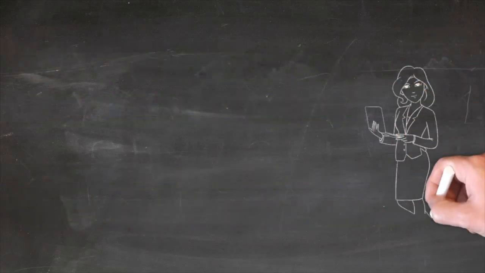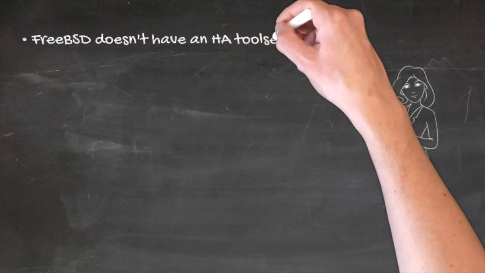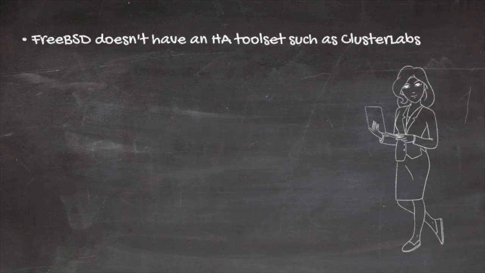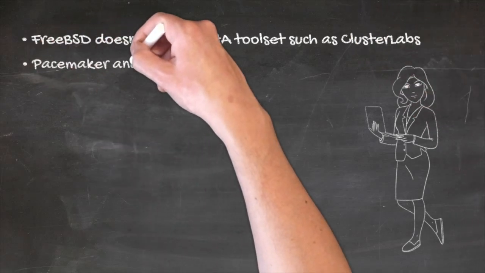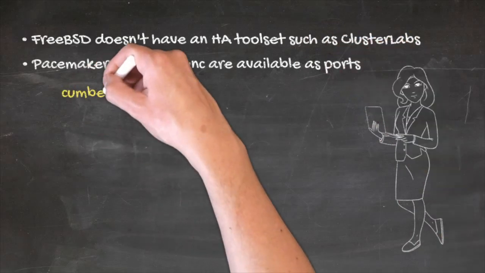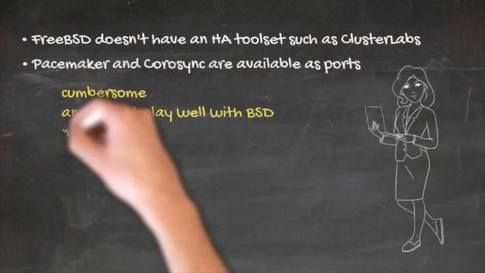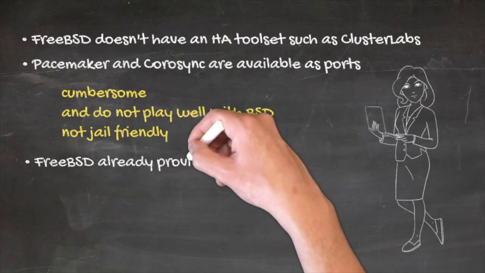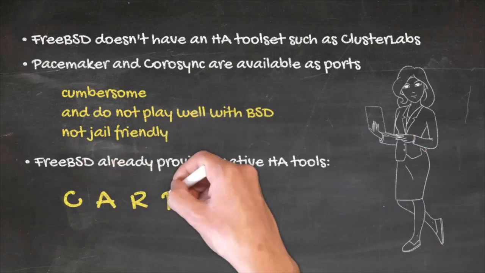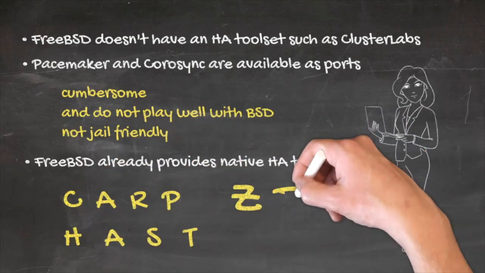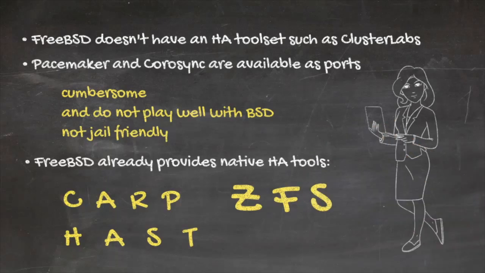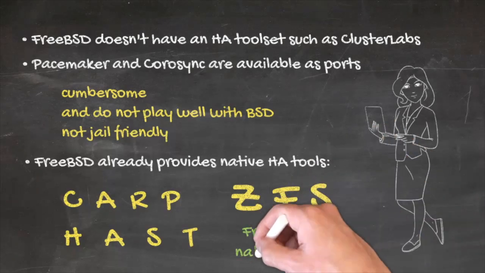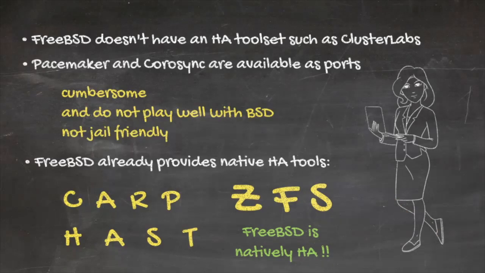The FreeBSD community doesn't have a common high-availability framework such as ClusterLabs Linux HA, but that's because we really don't need one. Although Pacemaker and Corosync are available from ports, they are cumbersome and complex to set up and don't play well with BSD idiosyncrasies, and especially don't work very well in jails or native FreeBSD containers. FreeBSD already provides native high-availability primitives such as CARP and HAST, along with all the features and benefits of ZFS that together provide a rich toolkit to create high-availability clusters out of the box.